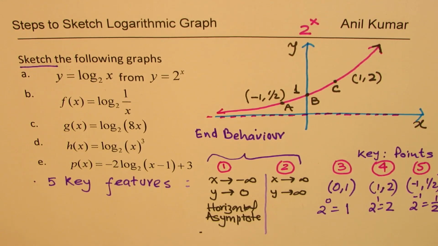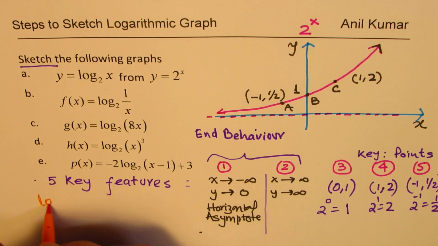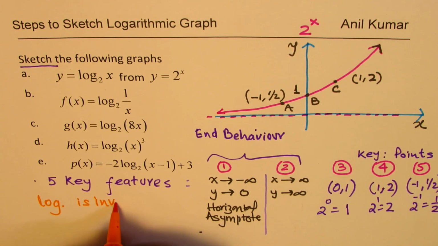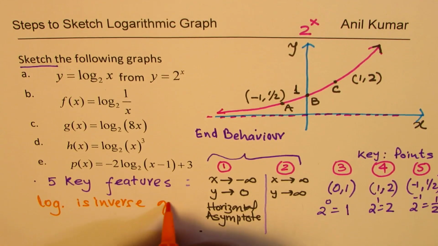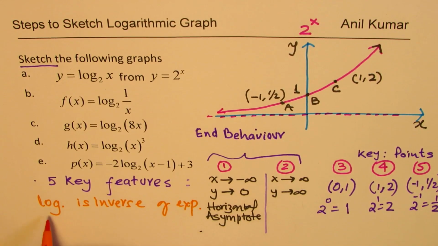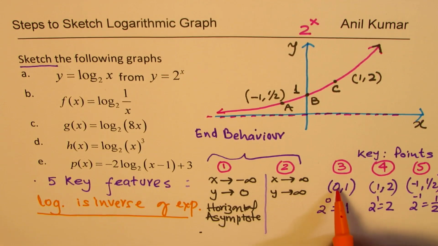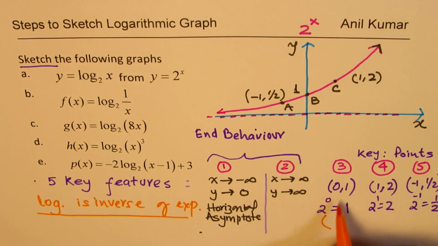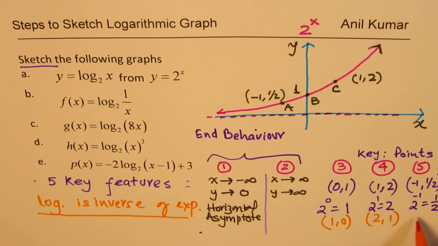Perfect. Now, from the exponential graph, we are going to sketch the logarithmic function. How are they related? Well, the logarithmic function is the inverse of the exponential function, right? That is the key. Now, inverse means what? Inverse basically means just flip these points. So the points here, which are the key features, become 1, 0, 2, 1, and half, minus 1, correct?